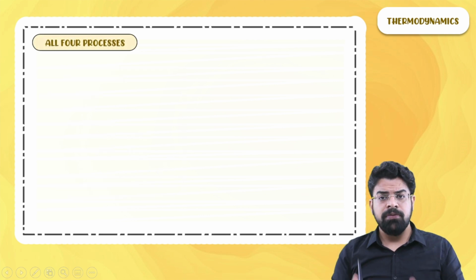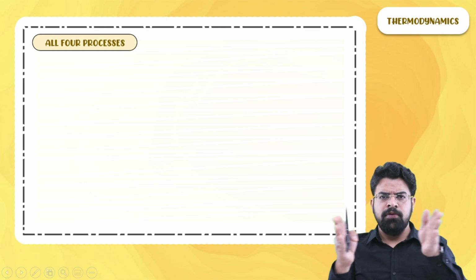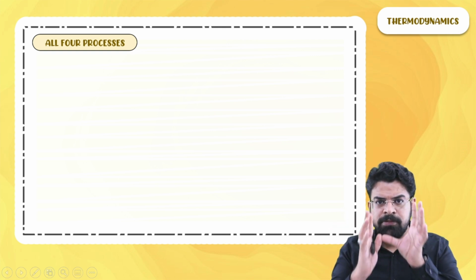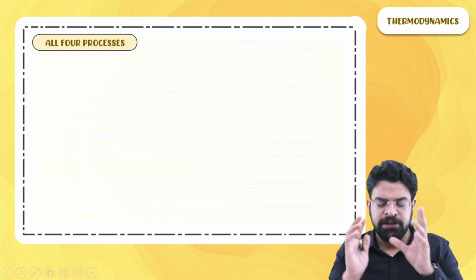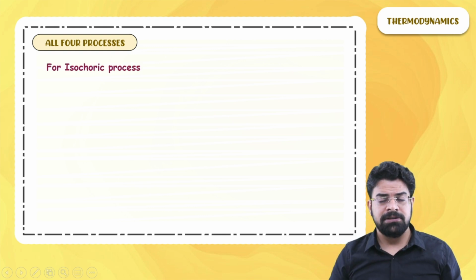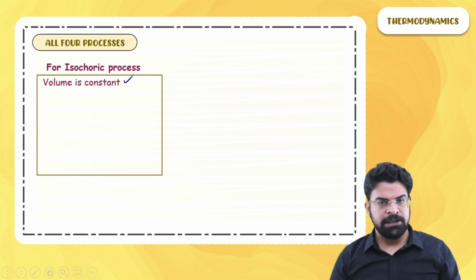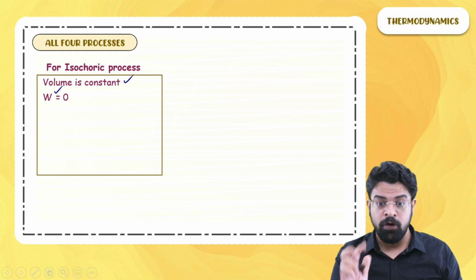Moving on, now we will discuss all the four processes one after another, so that it will be a good revision of what we have learned in this hour. First, let's revise our isochoric process. In an isochoric process, volume is constant. Work done by the gas is 0 because there is no volume change.